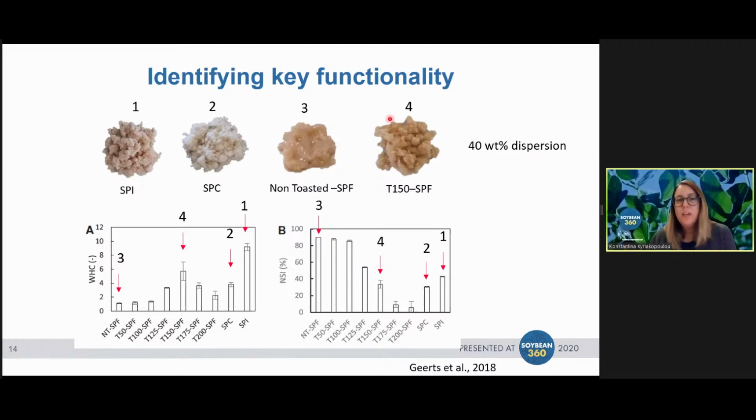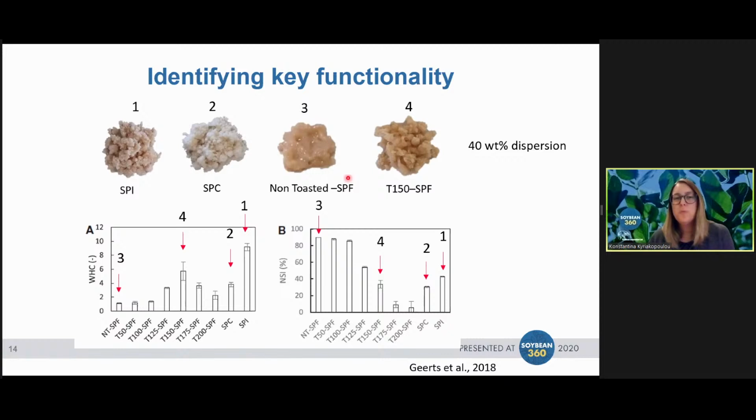The way that the product holds water, or if it can be solubilized, affects these properties, and that's why we tested the water holding capacity and the nitrogen solubility index, to test how much protein is actually solubilized. And we see that the successful samples for creating these fiber structures, sample number 2 and sample number 4, had an intermediate to high water holding capacity and intermediate nitrogen solubility index, or intermediate protein solubility, while the non-toasted couldn't hold so much water. So maybe that's also what we see in this structure here.